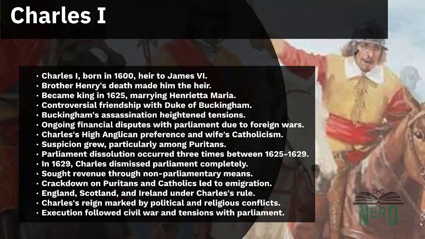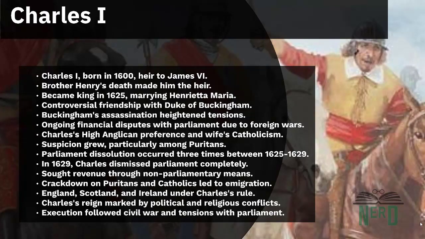surviving children. The early years of Charles's reign were marked by his unpopular friendship with George Villiers, the Duke of Buckingham, who wielded significant influence against the wishes of other nobles. Buckingham's assassination in 1628 did little to alleviate tensions. The period was also characterized by ongoing financial disputes with Parliament, exacerbated by the costs of foreign wars.